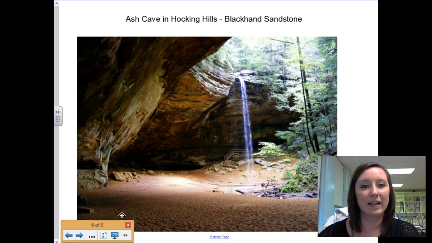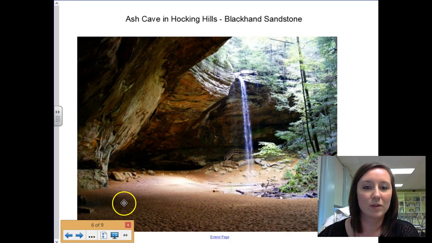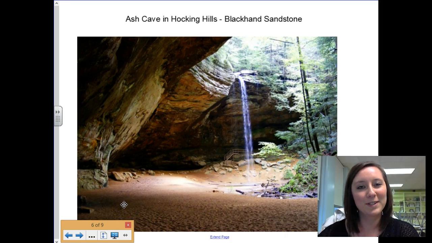This is called Ash Cave in Hocking Hills. This is a different type of sandstone, not as fun as the first two pictures that we saw. Those tend to be out west where we see those really bright orange colors. Again, we have the really boring kind of creamy color of sandstone. So this is in Hocking Hills, which is in kind of like southeast Ohio-ish, down by, if anybody knows anybody who went to Ohio University, that's kind of where Hocking Hills is.